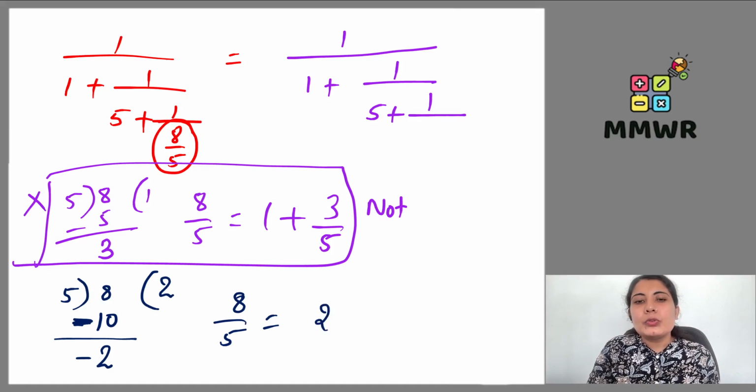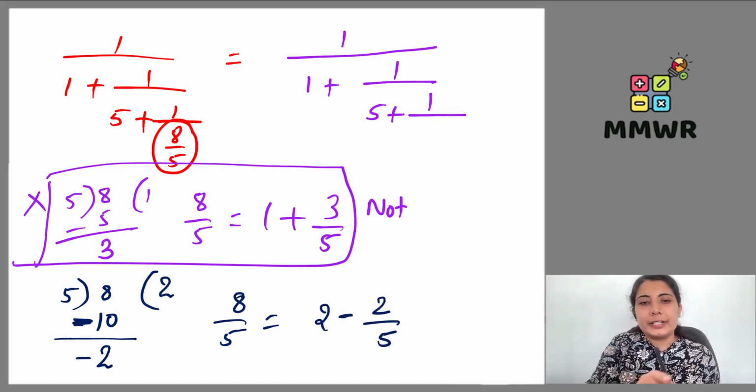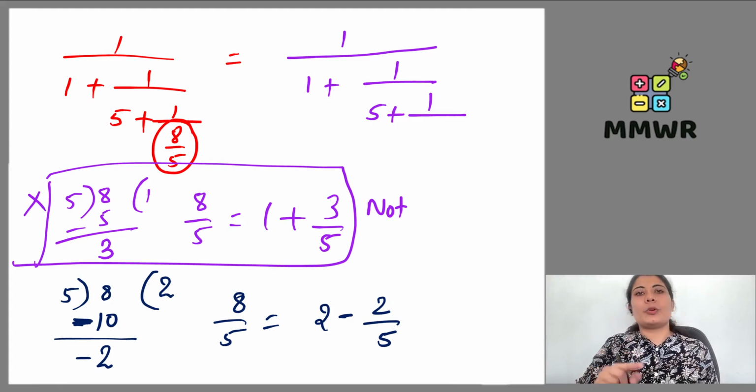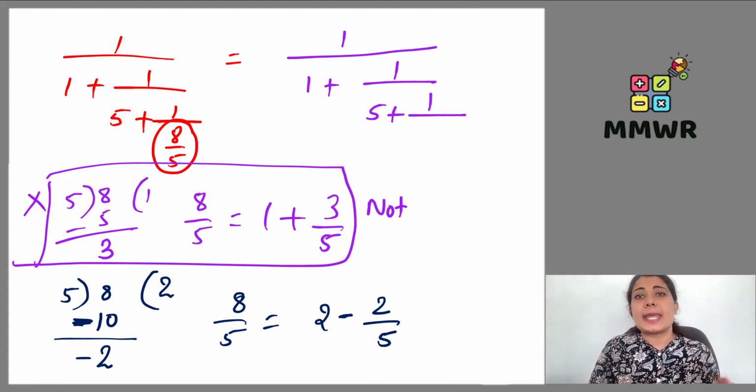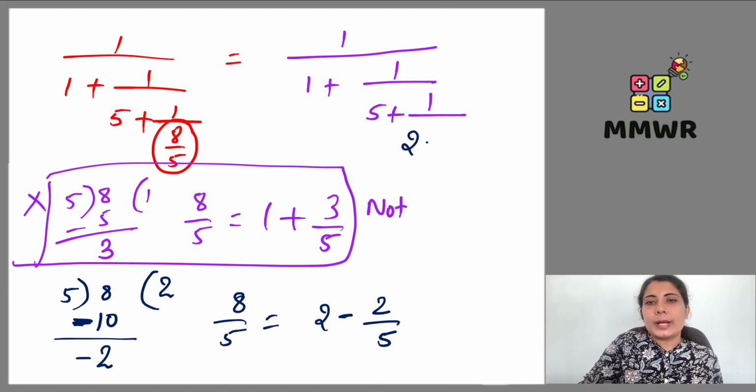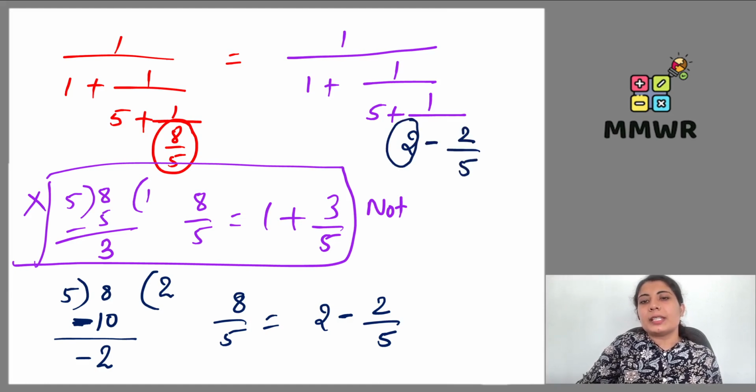So that will be 2 minus 2 upon 5. 5 twos are 10. 10 minus 2 gives me 8. And 8 upon 5, again I am reaching back to the same number, 8 upon 5. So 2 minus 2 upon 5. So this 2 is nothing but the value for C.